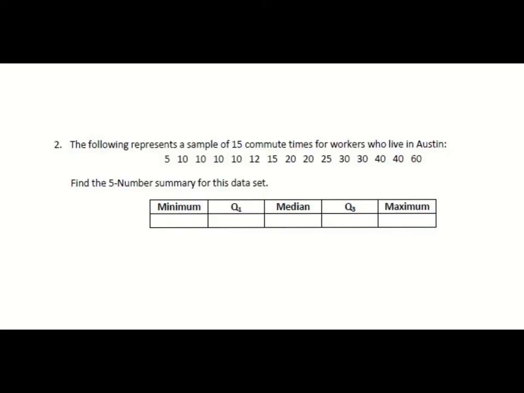Okay, number 2 says the following represents 15 commuter times for workers who live in Austin. They want you to find the 5-number summary. So we have 15 workers, and we're going to find the median, the number in the middle. If I have 15 workers, 1, 2, 3, 4, 5, 6, 7, this number right here in the middle, 1, 2, 3, 4, 5, 6, 7, is going to be our median. And then this one is our minimum. This number is our maximum.